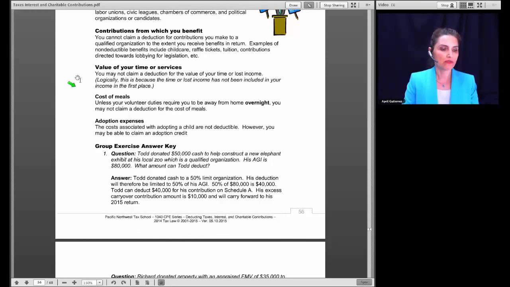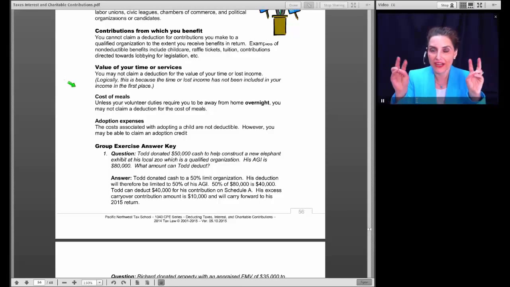Value of time or services. You may not claim a deduction for the value of your time or your lost income. Logically, this is because you've never included your time in your income and paid tax on it.